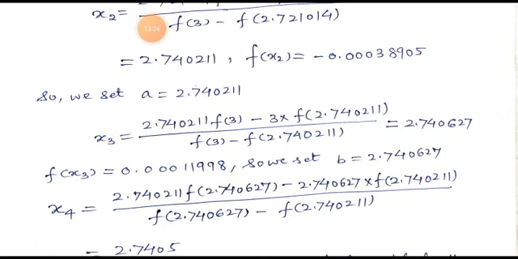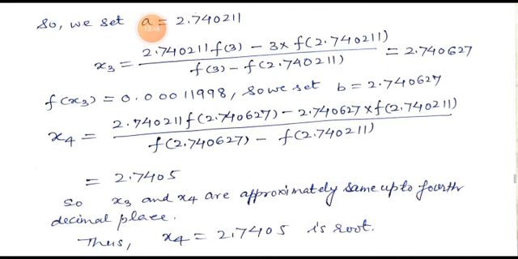For another iteration, x4 is equal to (2.740211 f(2.740627) minus 2.740627 into f(2.740211)) upon (f(2.740627) minus f(2.740211)). After multiplying, subtracting, and then dividing, we get the value of x4 equal to 2.7405. This is the value of x4.